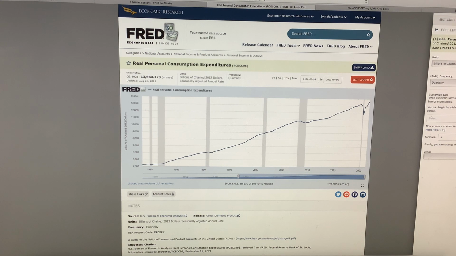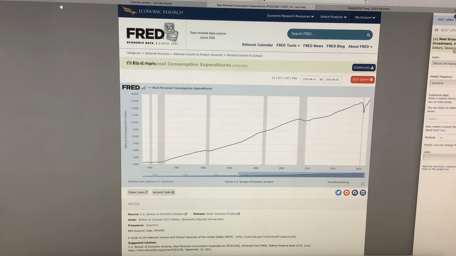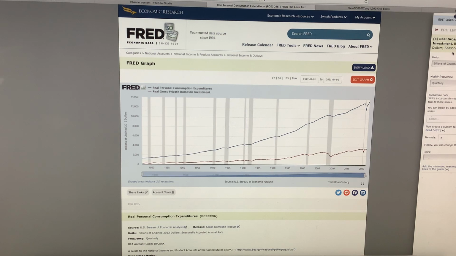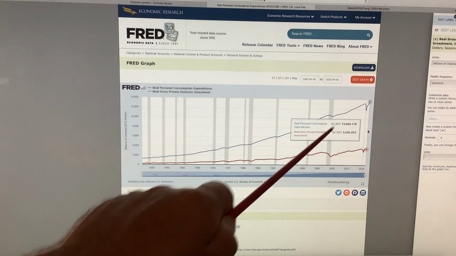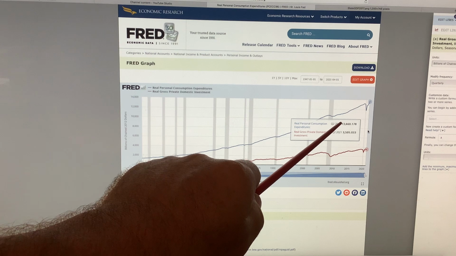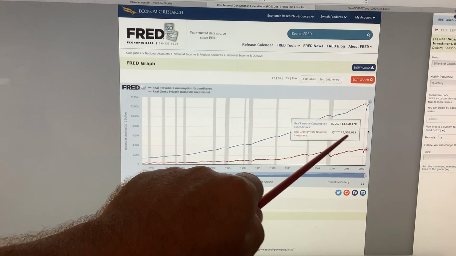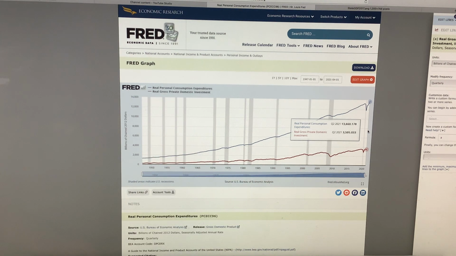So let's see what firms spent money on, okay? If I look at firm spending, there's private domestic investment. And you can see spending by firms is way, way less than consumption spending. Consumption spending, again, is running 13 and a half, almost 14 trillion. Investment spending by business is only about 3.5 trillion.